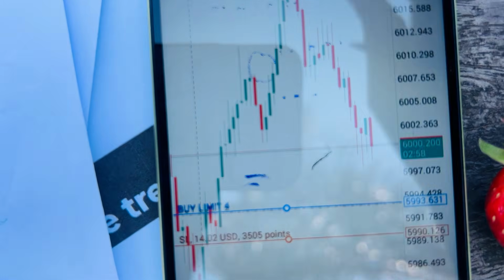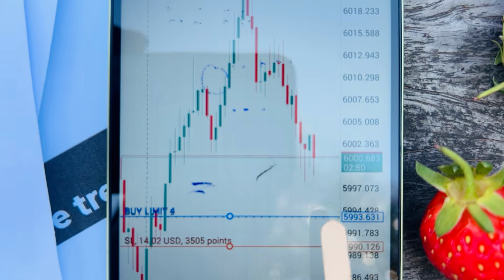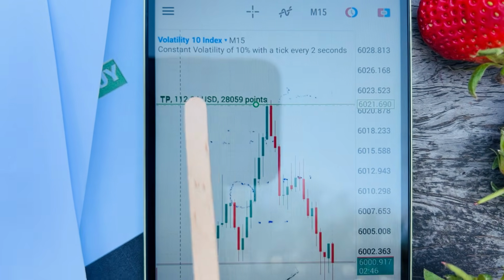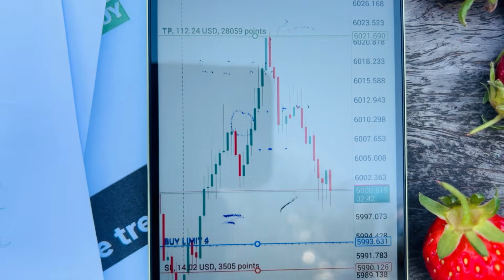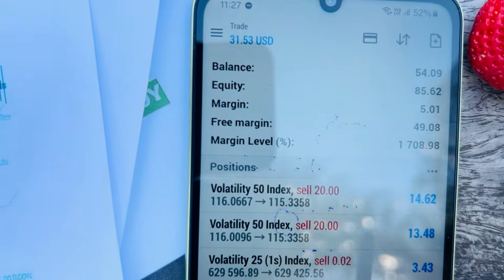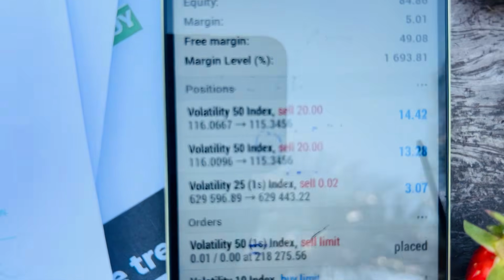Now, let me tap here, and I trust you can see we are waiting for the market to come all the way down here to activate our trade. This is how much we are risking. This is how much money we are waiting to profit. So this is a trade for us to scalp, to day trade, to intraday trade. So if you go here, this is what we have at the moment.